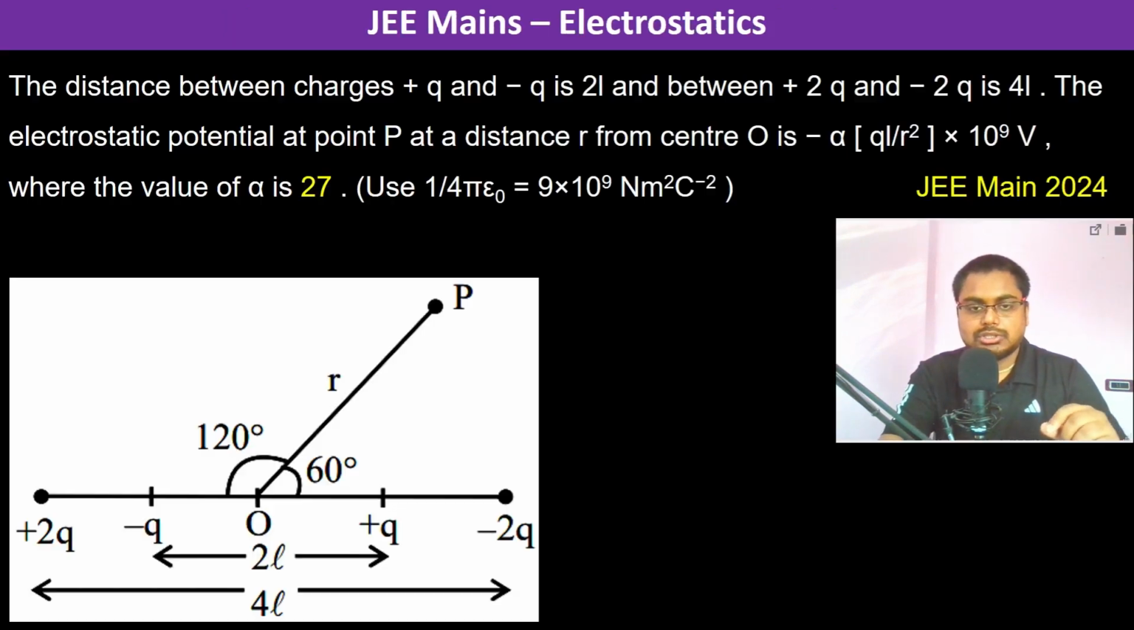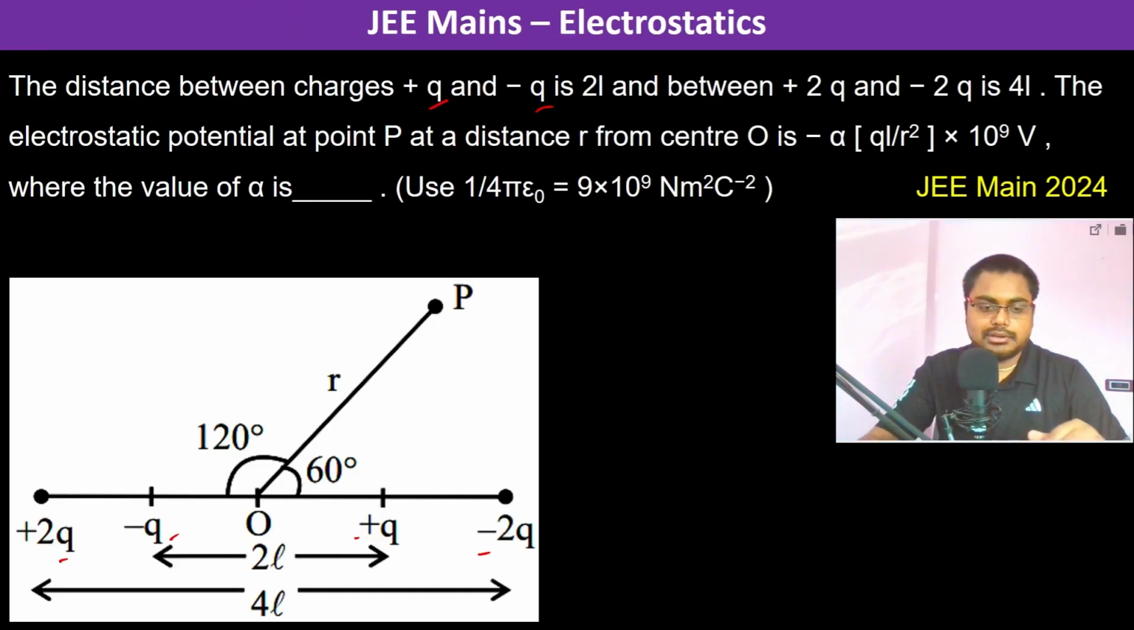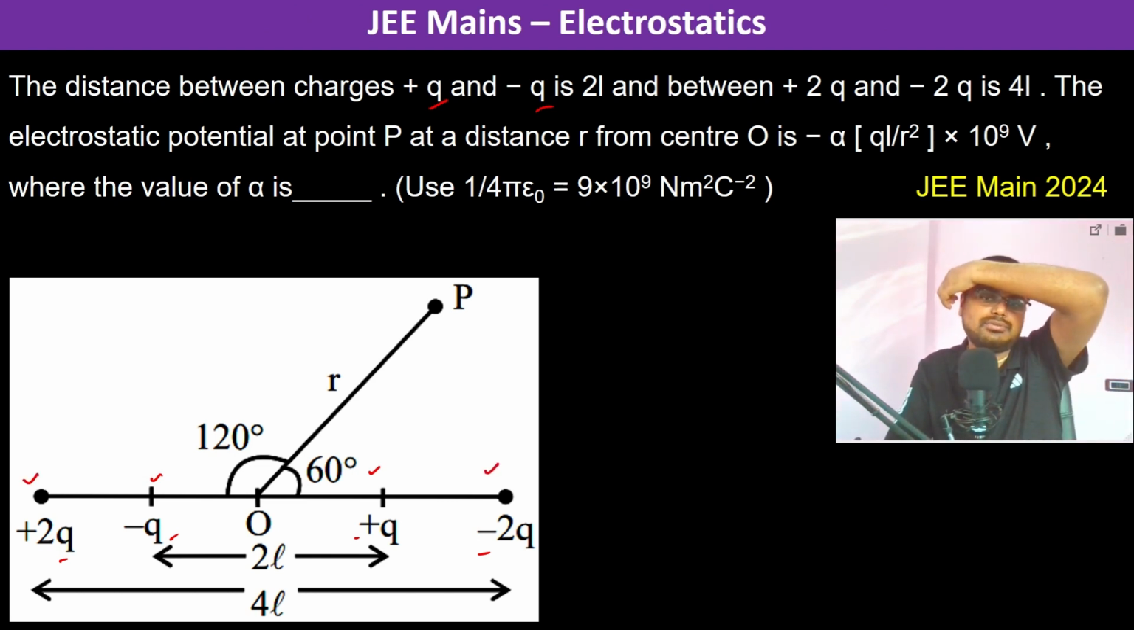Okay. So now let us go ahead. So here if you see, there are two dipoles, minus q and plus q is one dipole, and plus 2q and minus 2q is the other dipole. So therefore now we have to find out the electrostatic potential.